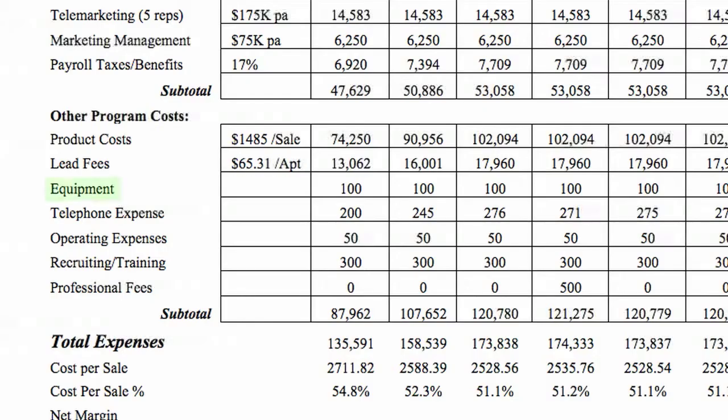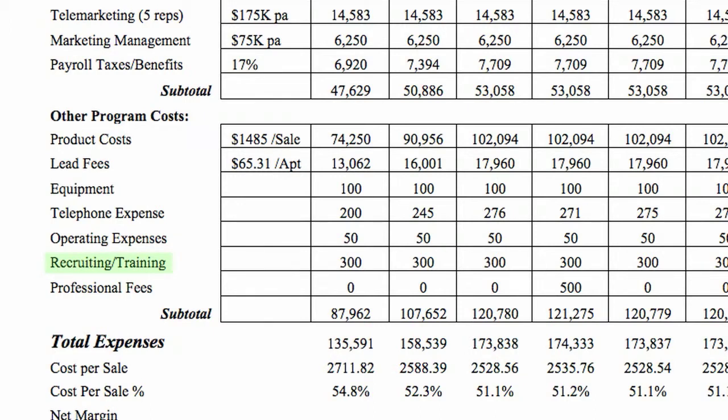that could be equipment costs, telephone expenses. I've probably, in this example, underscored that. Probably should be higher, but these are things you've got to figure out. Operating expenses, that could be different costs related to making the sale, could be fulfillment, things like that. I'll talk about that a little later.